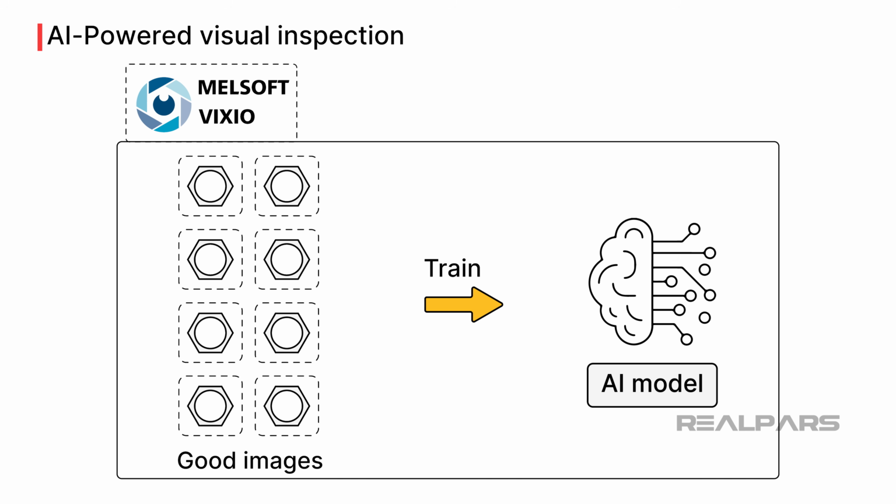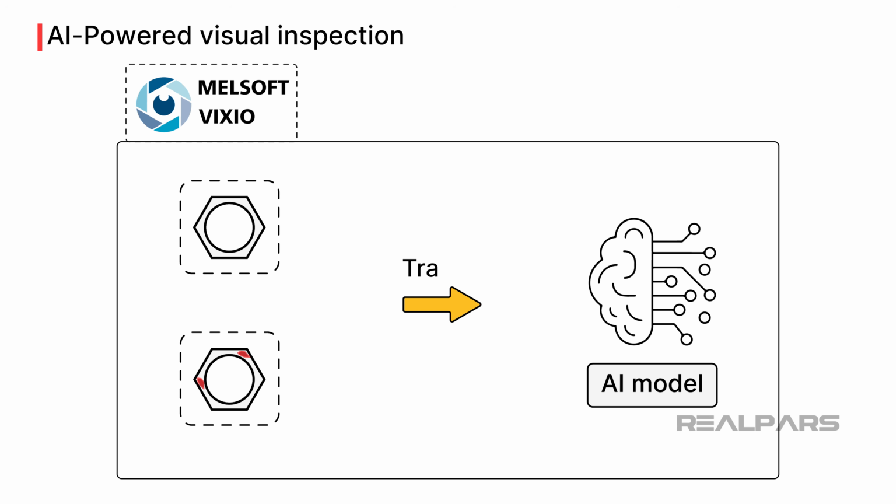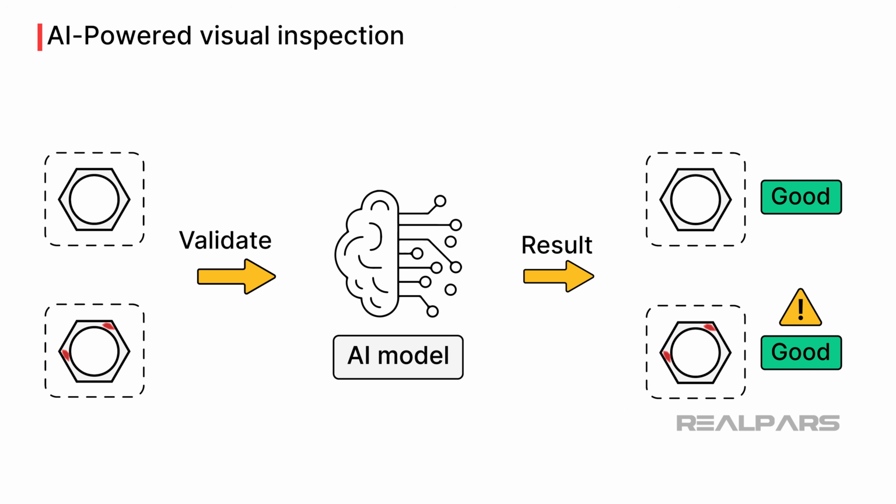A general rule is that you will use around 100 images to train a model. The actual number that you will need depends on the complexity of the application and the amount of variation in the parts to be inspected. Once the model is trained on images of good parts, the engineer can validate the model by uploading more photos of good and bad parts and running the algorithm on those parts. Depending on the results of this validation, the engineer can further refine the AI algorithm to achieve optimal inspection results.